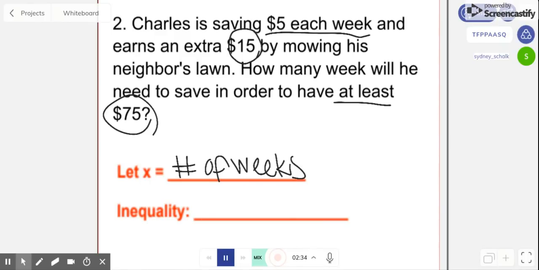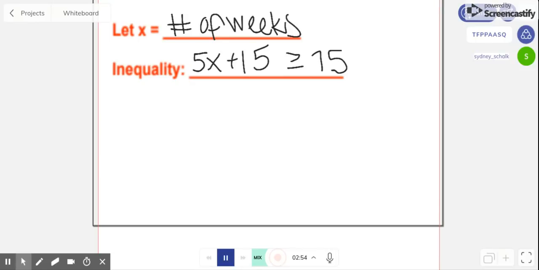Our inequality, when we're writing this out, let's first write out showing that we have at least. Well, at least means $75 or more, so greater than or equal to 75. And on the left side, it says that he's saving $5 each week. Well, that's 5x. And then on top of that, the one-time $15. So when we go to solve that, the first step is for us to subtract out that 15 from both sides. On the left, those cancel, leaving me with 5x. And on the right, I have 75 minus 15, which is 60.